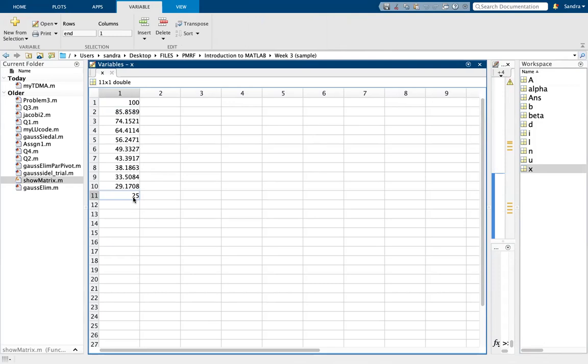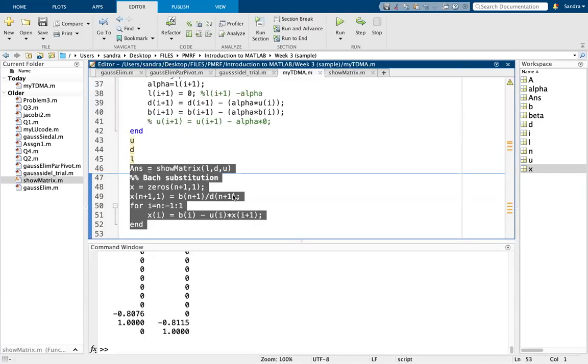Have you understood how the calculations are going? Any questions? Okay, I'll just quickly show you some example.